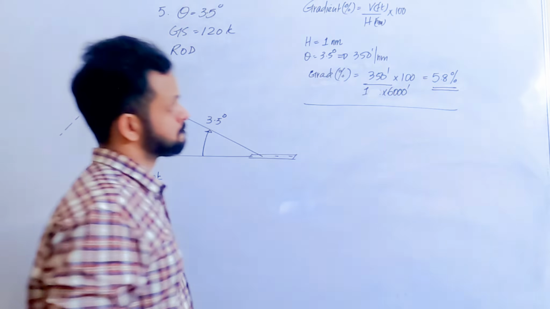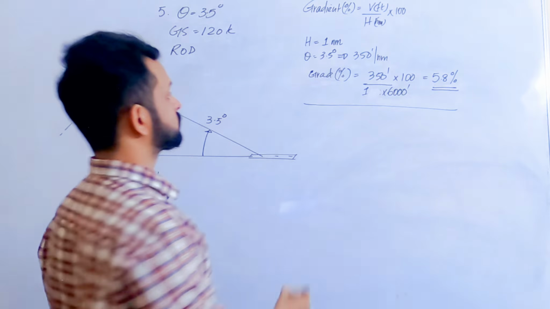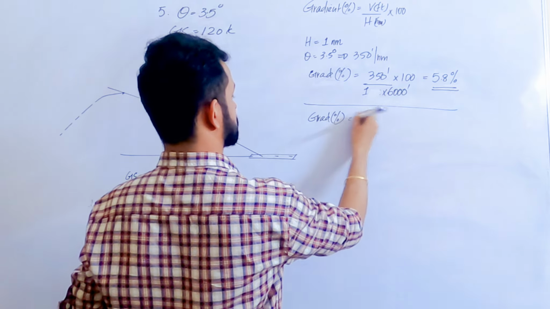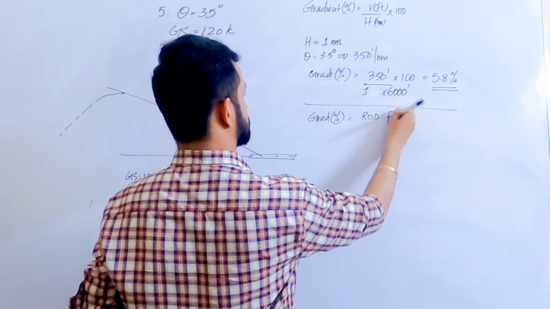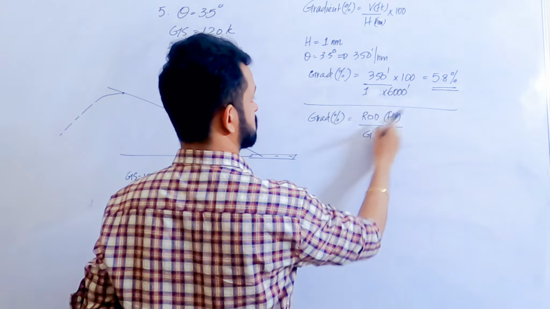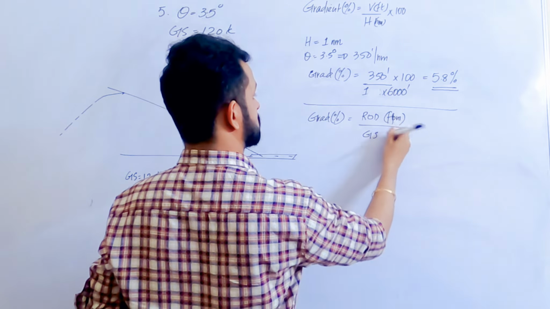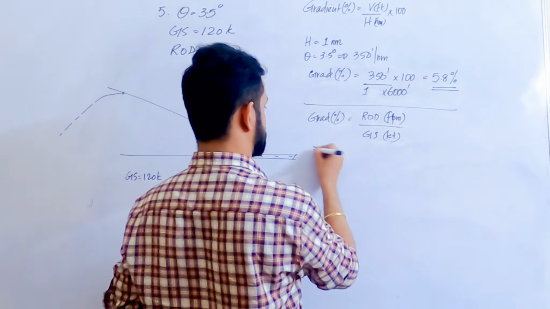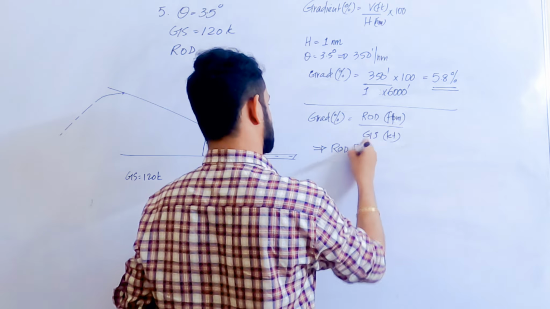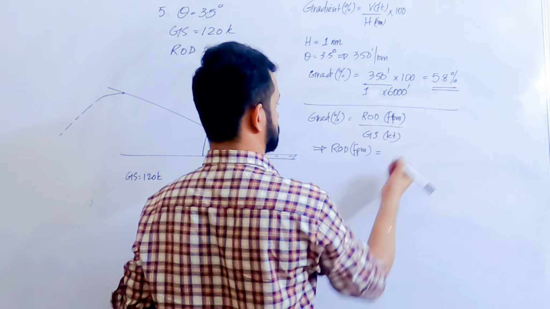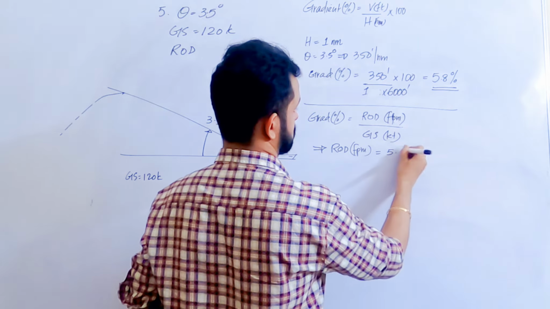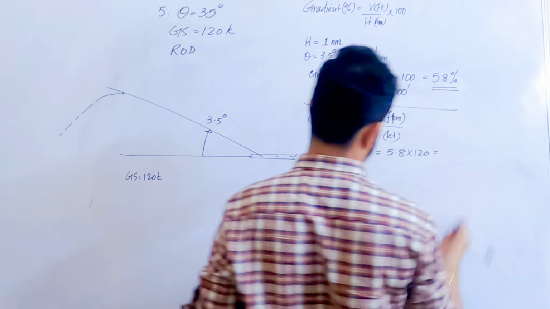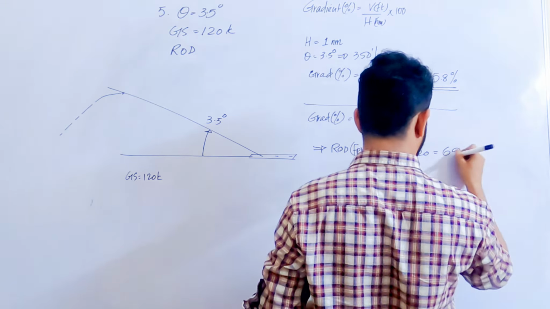So I know that now I can easily calculate my ROD. ROD is basically the product of gradient and ground speed. Gradient in percentage equals ROD in feet per minute divided by ground speed in knots. So ROD in feet per minute equals gradient, that is 5.8, multiplied by my ground speed. Ground speed in knots is given as 120 knots. So 120 into 5.8, 696 feet per minute should be my ROD.